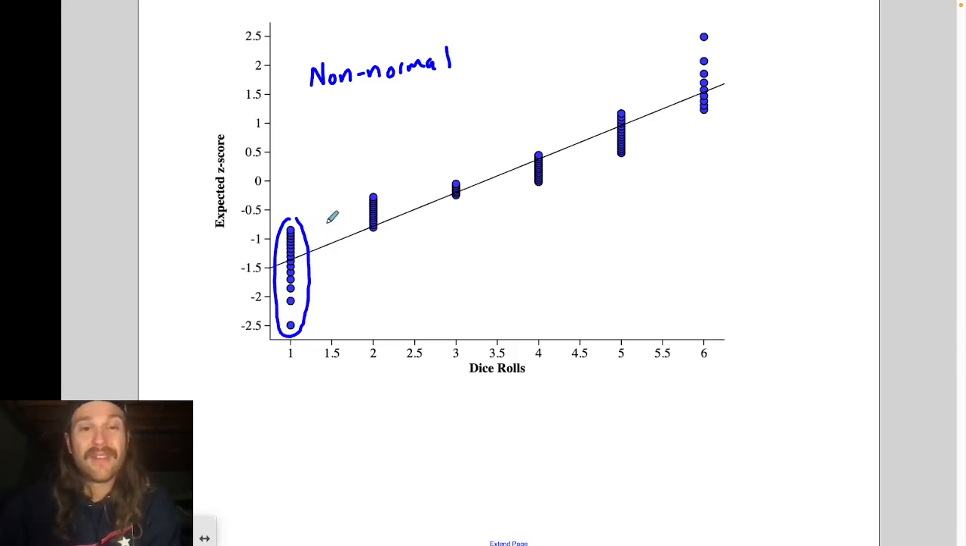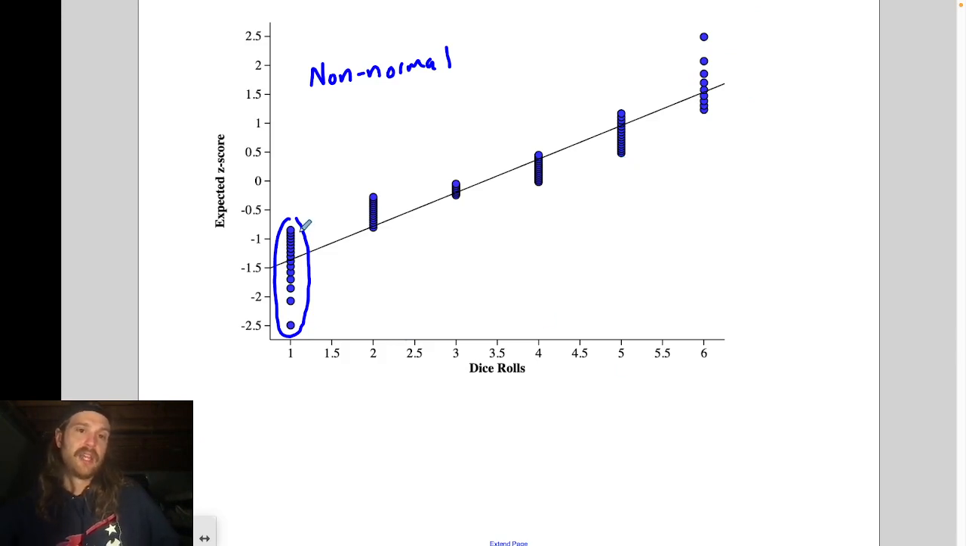So this is non-normal, not even just because it's non-linear, but because we have these large sums of data out towards the edge of our data set. So I can clearly see from the amount of points present here that the empirical rule is not going to be helpful for us here. Things are spread way too far out in the tails for this to be normal data.